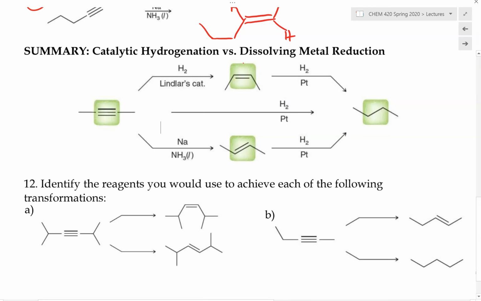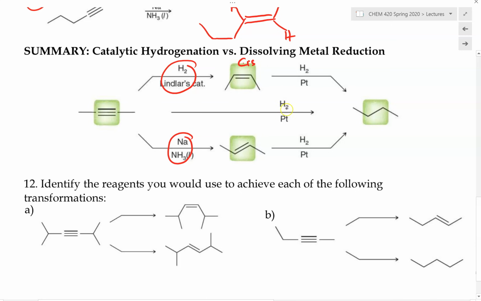In summary, the catalytic hydrogenations and the dissolved metal reduction are the two ways we can reduce an alkyne into the alkene. Depending on which type of alkene we desire, we can either use the Lindlar catalyst in the presence of hydrogen if we want this cis alkene right here, whereas if our goal is to synthesize the trans alkene, then we'll be using the dissolved metal reduction method.